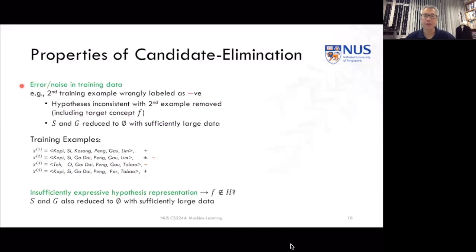For example, does it handle error or noise any better? In fact, it doesn't. Let's take a look at the case where we have the following training examples. Again, these are the same ones that we saw earlier in the trace of the candidate elimination algorithm. Let's say the second training example is incorrectly labeled as a noisy example and is labeled negative. What's going to happen then? Well, let's step through the candidate elimination algorithm to see what type of problems that has.